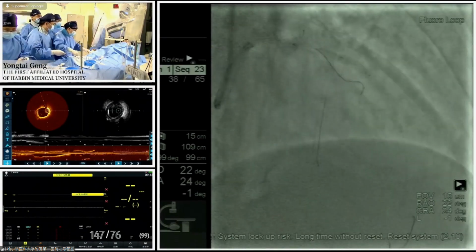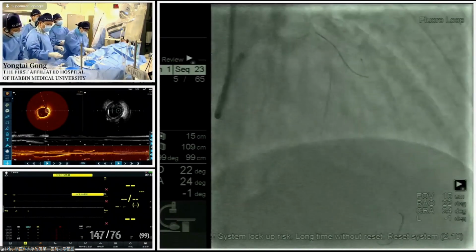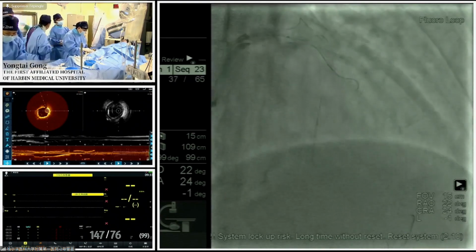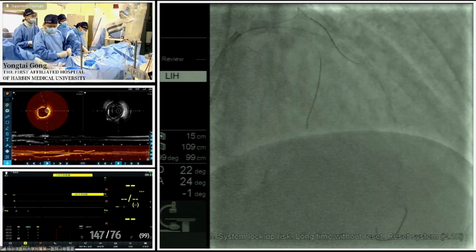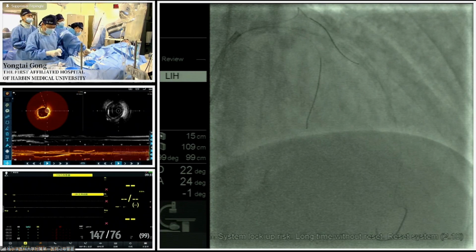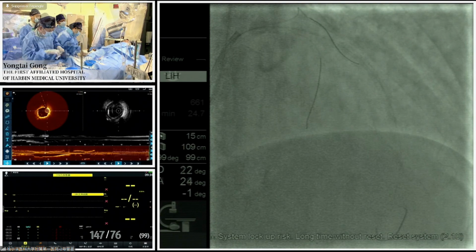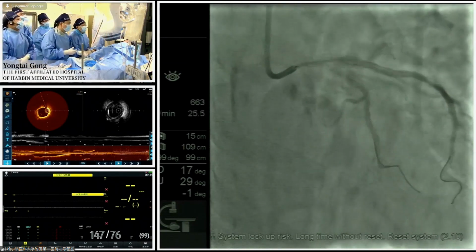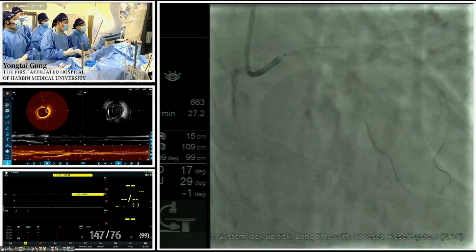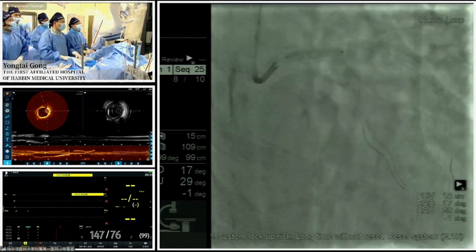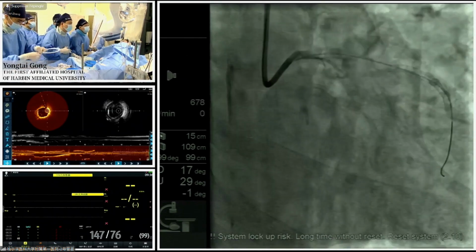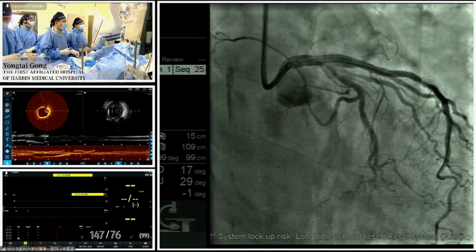So Dr. Gong, the first stent could be well expanded? Yes. And the next stent will deploy. So what's the size of the second stent? 4.0, because the second stent will be extended to the left main, so it should be big. So I think the second stent was also well expanded, right, Dr. Gong?